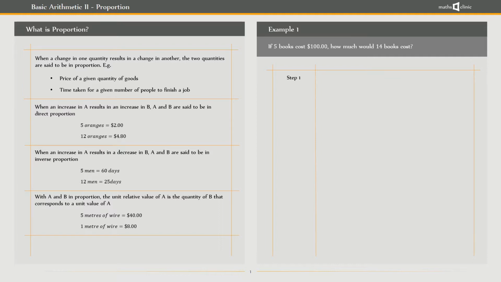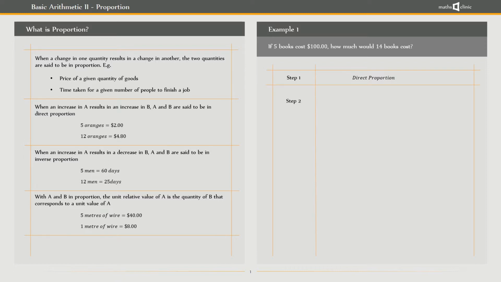Now the first thing we want to do is know what kind of proportion we're dealing with here. We have number of books and price, and like I said before, as the quantity of books increases, the price will increase, which tells us that we're working with a direct proportion. So that's the first thing you do, you establish what kind of proportion you are working with.